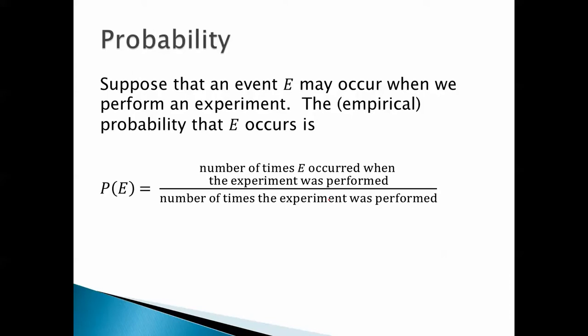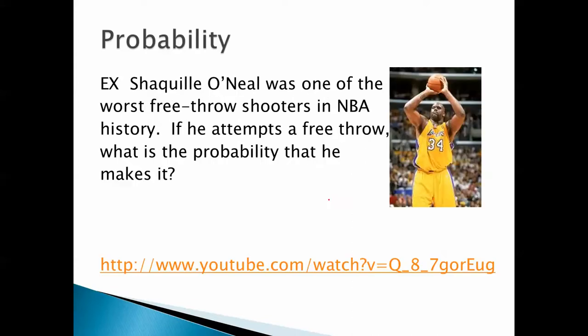Suppose that an event E may occur when we perform an experiment. The empirical probability that E occurs is the number of times E occurred when the experiment was performed over the number of times the experiment was performed. So here's an example. Shaquille O'Neal was one of the worst free throw shooters in NBA history. If he attempts a free throw, what is the probability that he makes it?